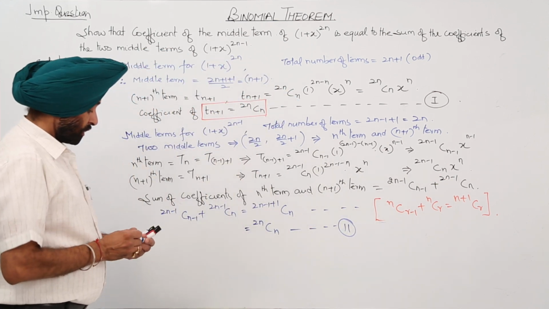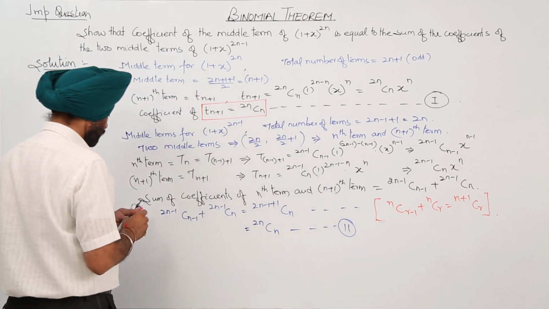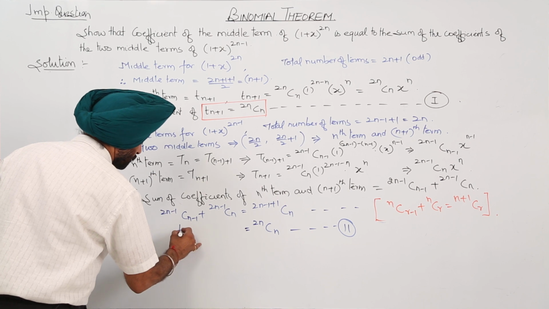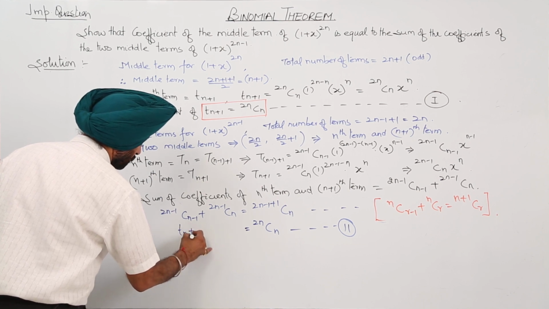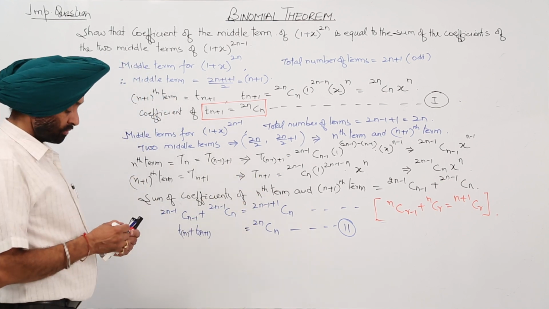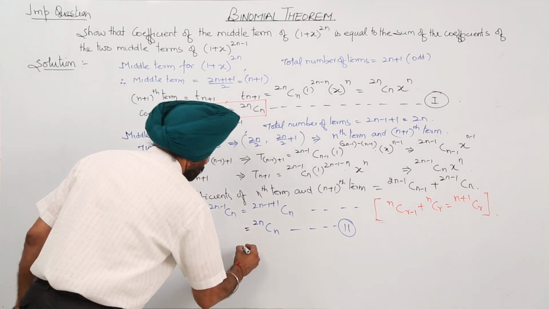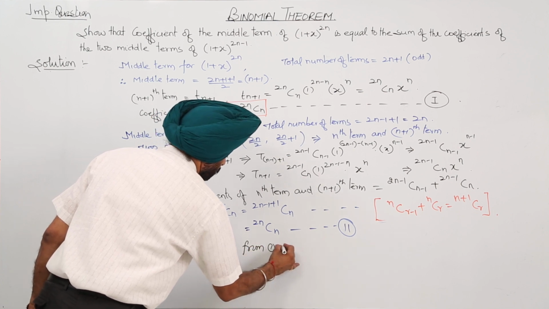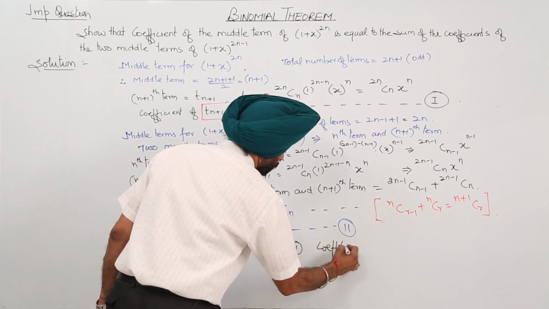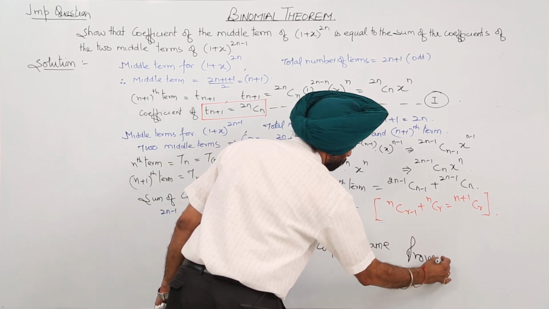Second. Now again what we are having? We have proved here, so I can just write it now. Tn plus T(n+1), these are the terms, is equal to this one. Okay. From 1 and 2, the coefficients are the same. Proved.